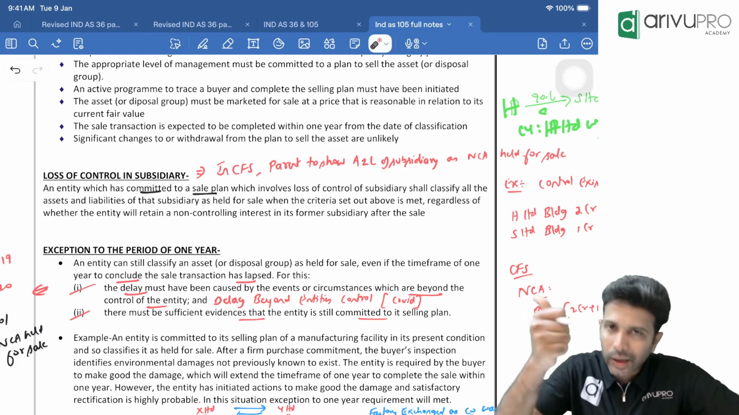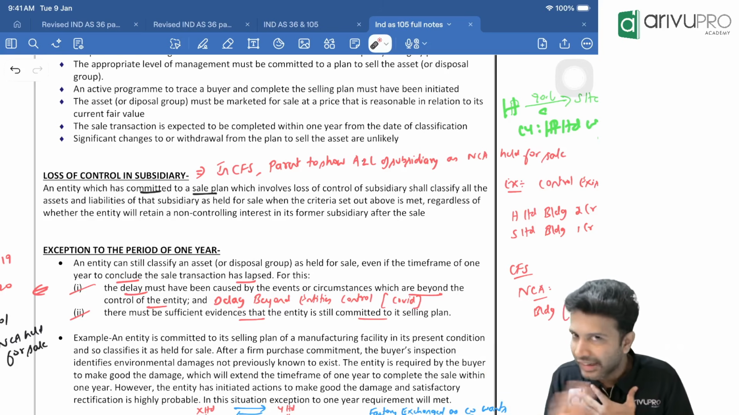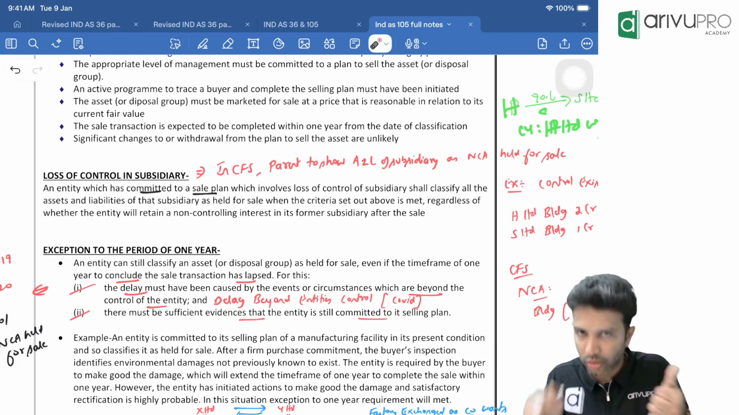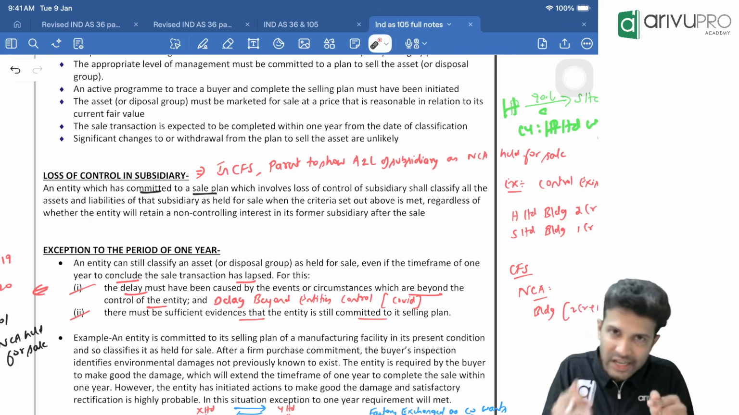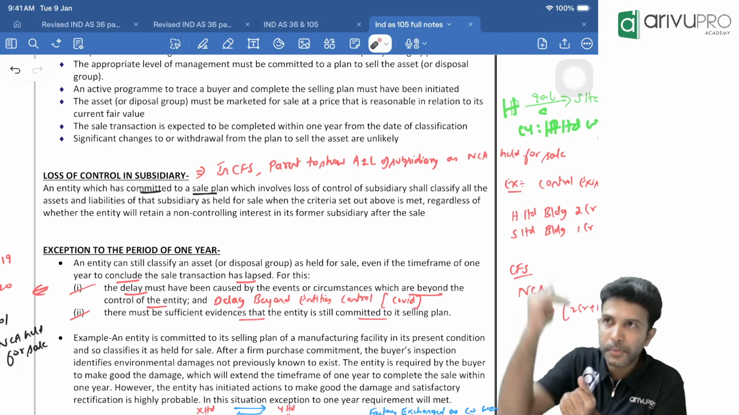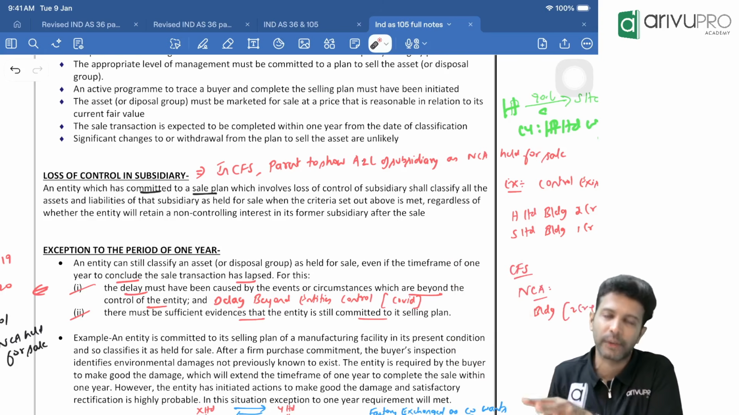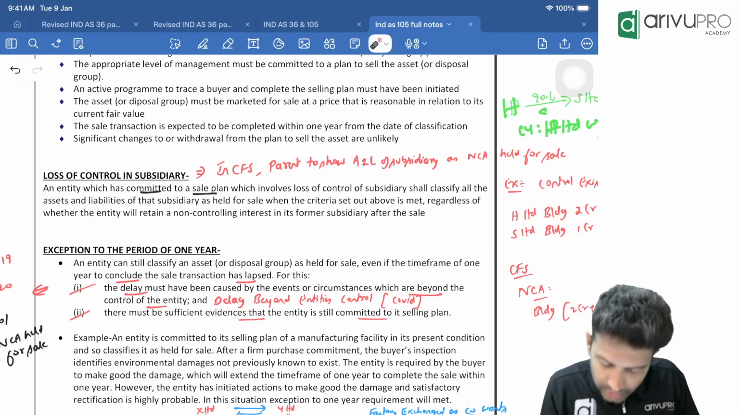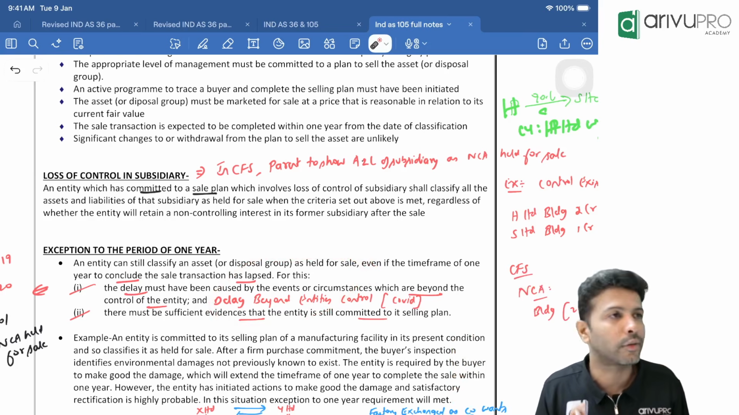What are those? 1, the delay must be beyond the entity's control. The delay has happened not due to the entity's fault, but due to some circumstance which is not within the entity's control. I'll give you an example for this. Second one, the company or entity should still have an intention to sell the asset. The company is still committed to that sale plan. Just because there is a delay, the company should not have changed its intention to sell. Even though there is a delay, the company is saying, still I have an intention to sell this asset. If both of these are satisfied, you can continue to show that asset as non-current assets held for sale.